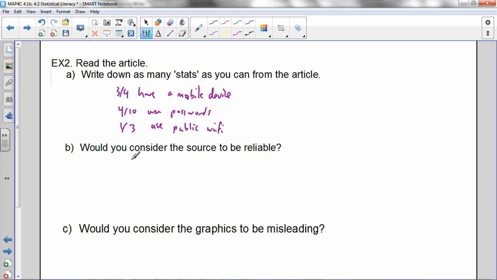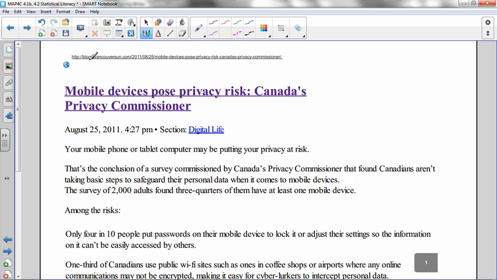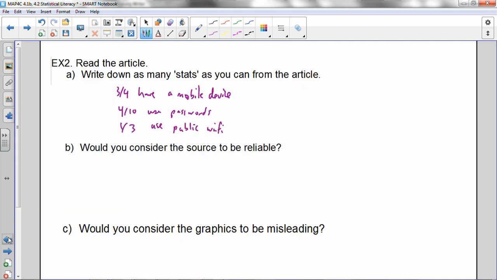So would you consider the source to be reliable? Well, look. It says blog, which is bad, but look at here. Vancouver Sun, and it quotes Canada's Privacy Commissioner. That sounds pretty important. That sounds pretty reliable, doesn't it? Vancouver Sun. That's good. Canada's Privacy Commissioner, that's probably pretty reliable. I'd say yes.